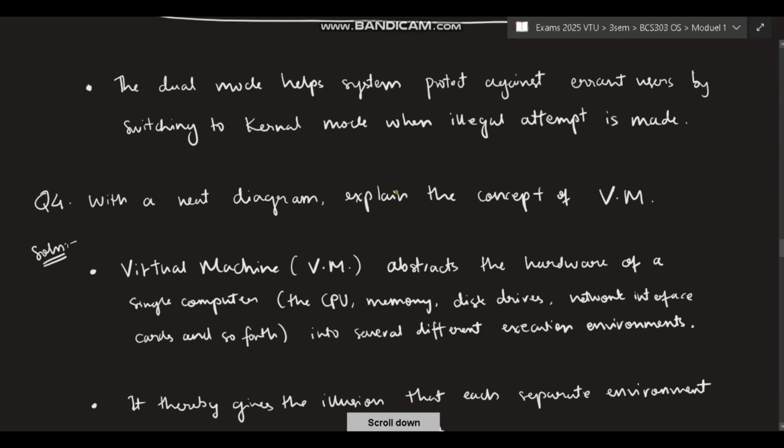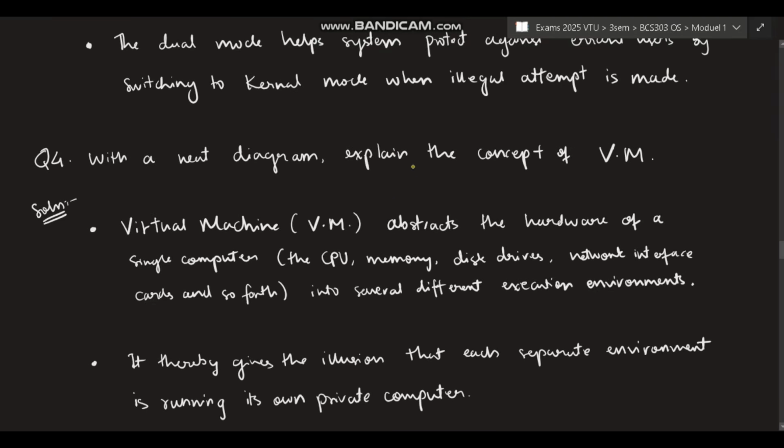Moving on to the next question. With a neat diagram, explain the concept of VM. What do you mean by VM? Virtual machine. See, a virtual machine is an imaginary machine. What it does is it abstracts the hardware of a single computer.